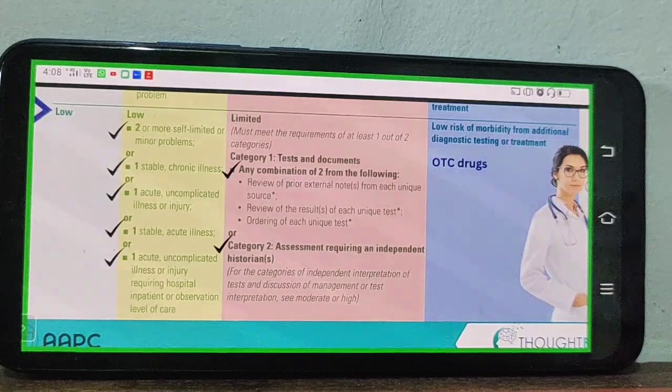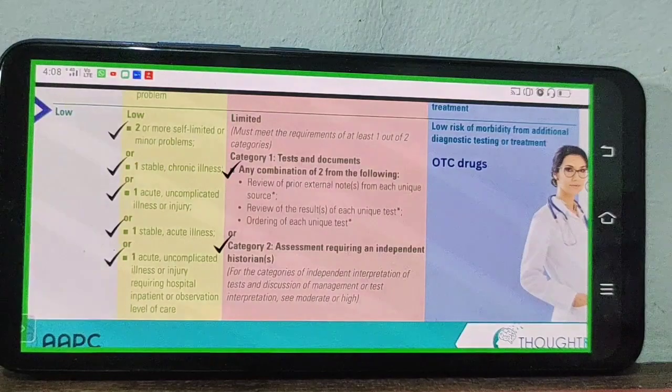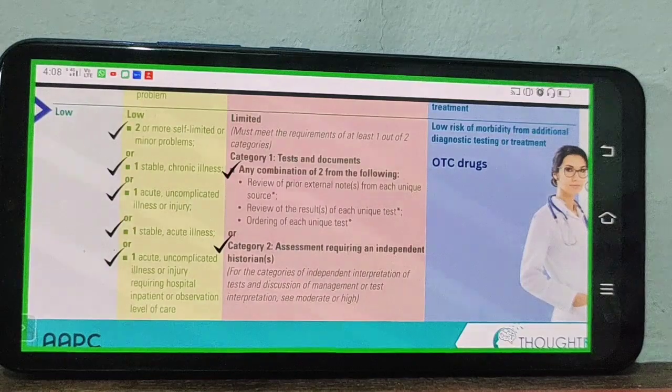For example, if the doctor orders a urine test and a blood test, how many tests are ordered newly here? 2 tests. Each test will give 1 point for us, so we directly get 2 points from the ordering of each unique test.